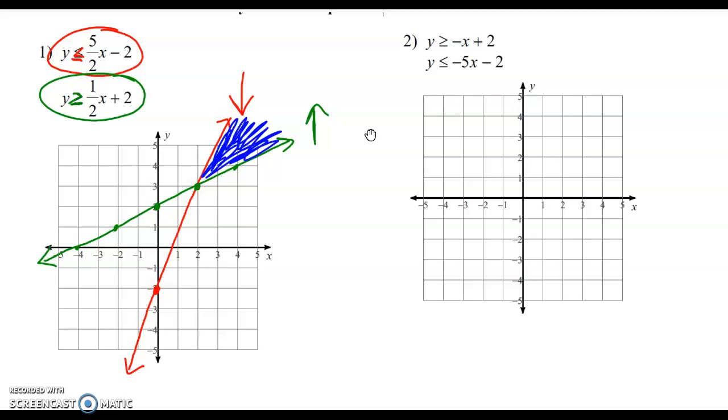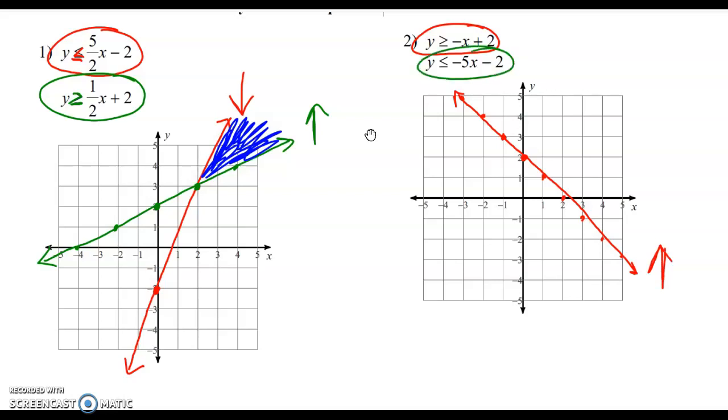Similar on number 2, first line, y-intercept +2, slope is -1, right? Just graphing a line like we've been graphing lines in numerous different topics. Solid because it is equal to, right? And this one's greater than, so I want to be above this line.